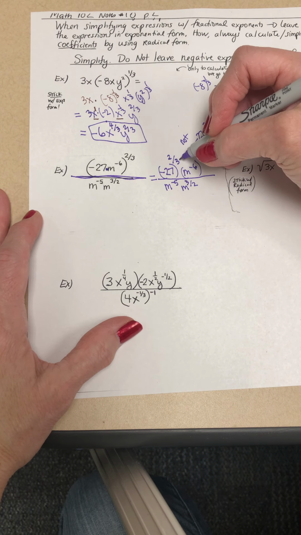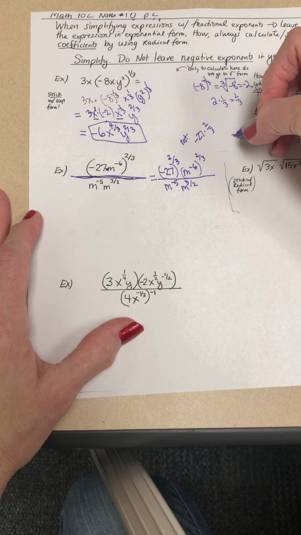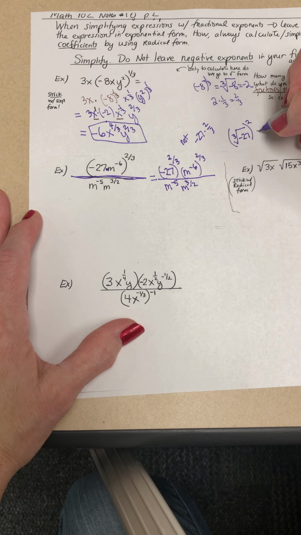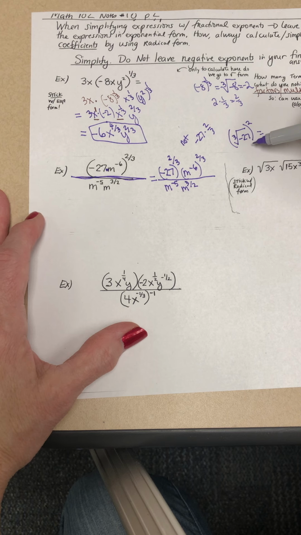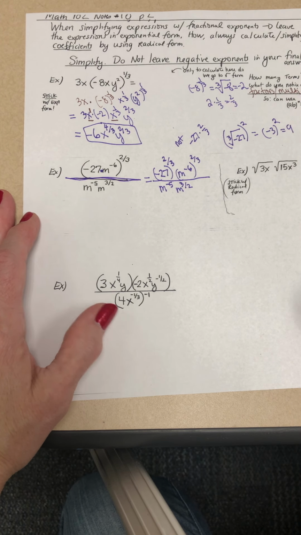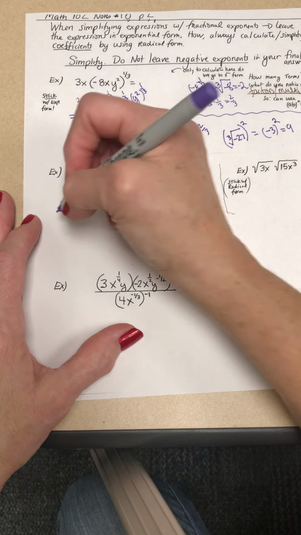So the denominator of the exponent tells me this is a cube root, so it's the cube root of negative 27, and the numerator of the exponent tells me to square this. So it's a two-step process. I take the cube root of negative 27, which is negative 3, and that negative is in parentheses, so I square that, that's positive 9. Okay, so this is scratch work for this problem here.